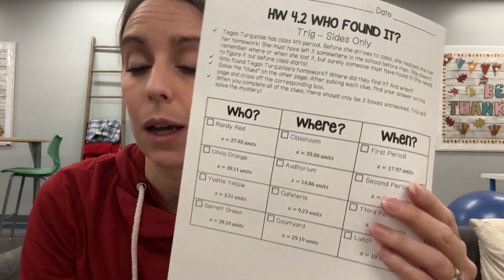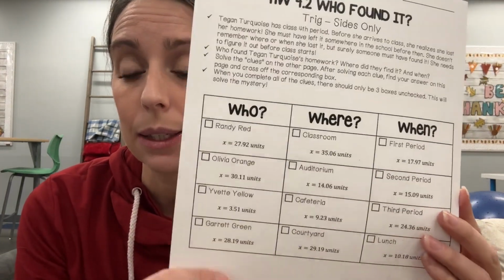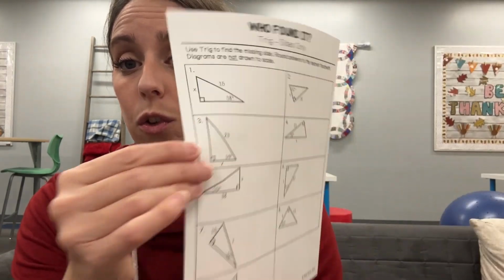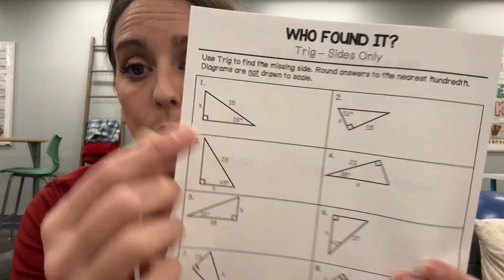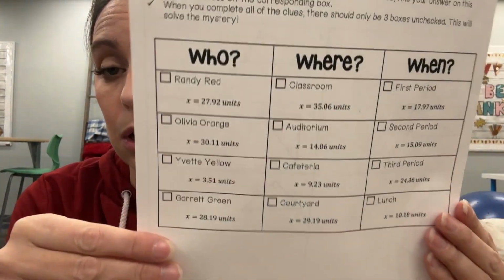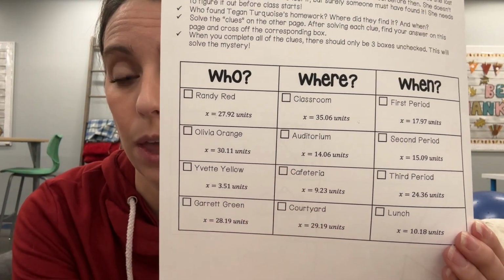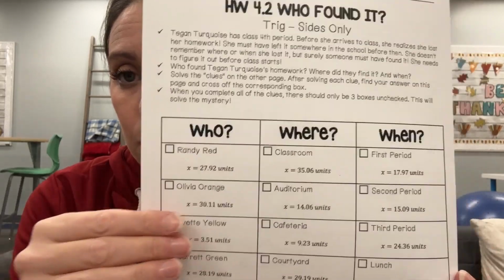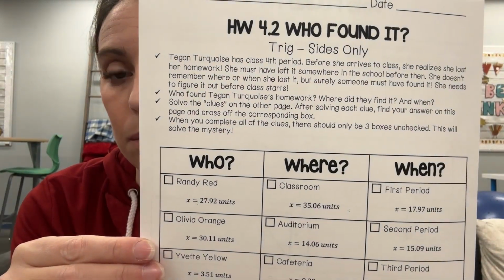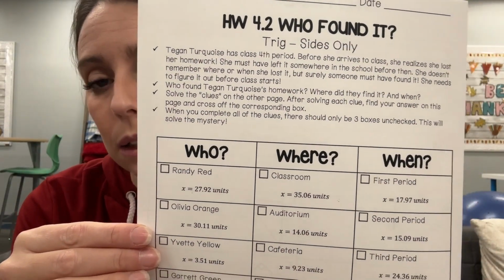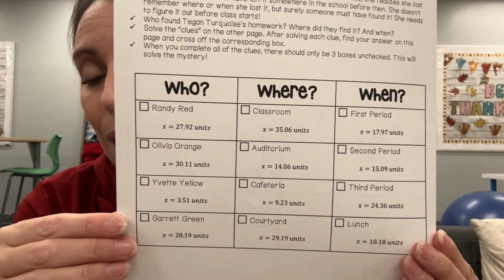The thing that I like about these mysteries that I make is that they really are self-checking. So the students are going to solve number 1. When they get the answer, they're going to look on the other side and figure out, oh, I got the answer of 9.23. So I know that this missing homework, if we read this, Tegan Teal is missing her homework and she needs to find it, and somebody must have found it. Who, where, when was it found? So it's like the game Clue, you know, Colonel Mustard in the library with the candlestick. That seems to always be the example I give the kids when I explain how to do these.